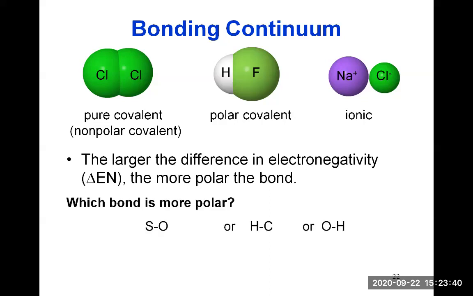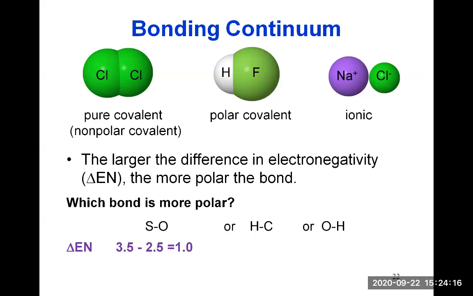So which bond is more polar between S-O, H-C, or O-H? To answer that question, you need to calculate the electronegativity difference for each type of bond. So you look at your electronegativity table and find the values for S and O. S is sulfur, O is oxygen. Oxygen is 3.5 minus 2.5 for sulfur, and that's a difference of 1.0.